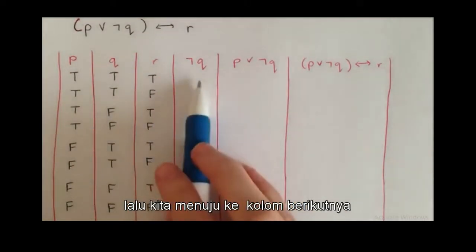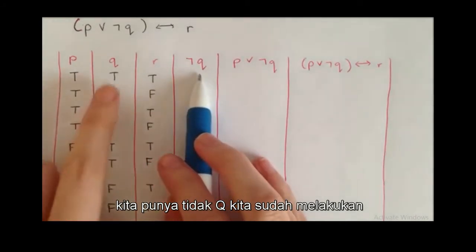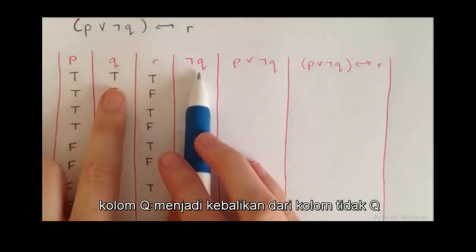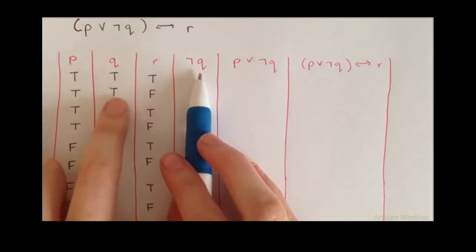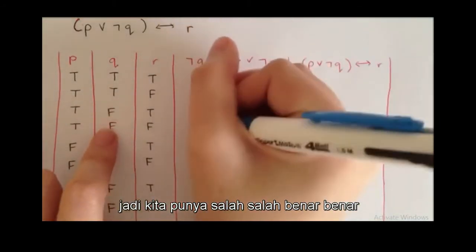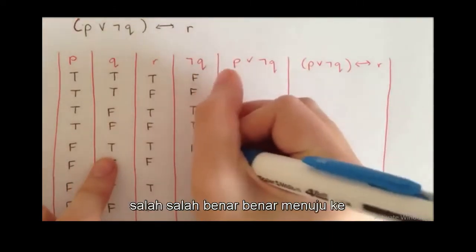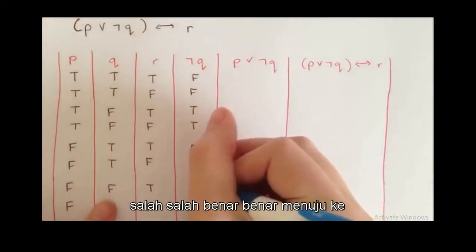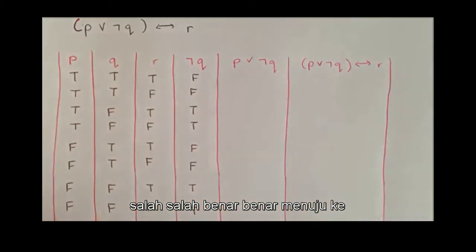Okay, then we head over to the next column. We've got a not Q. We've already done the Q column, so the not Q column is going to be the exact opposite of this one. So we've got false, false, true, true, false, false, true, true.